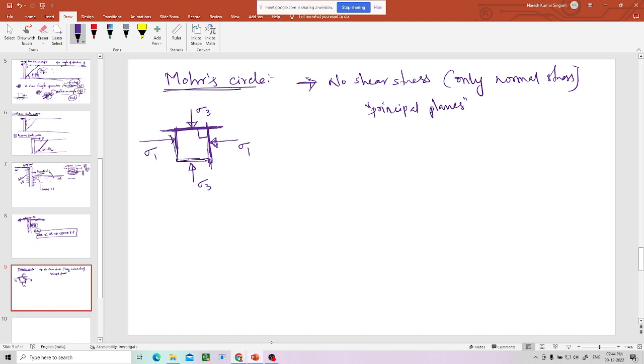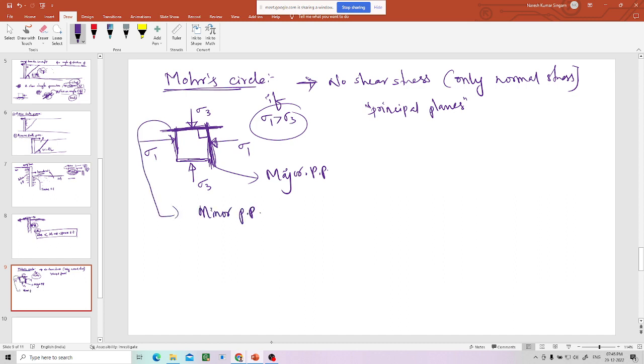Out of them, whichever has more normal stress, if sigma 1 is greater than sigma 3, the plane on which sigma 1 is acting is called the major principal plane. The plane with the minimum normal stress and no shear stress is called the minor principal plane. So these are the element conditions.